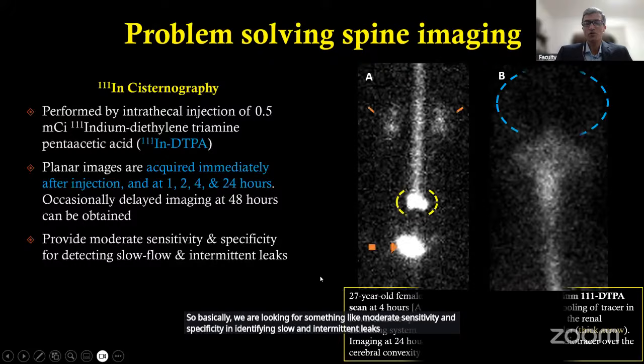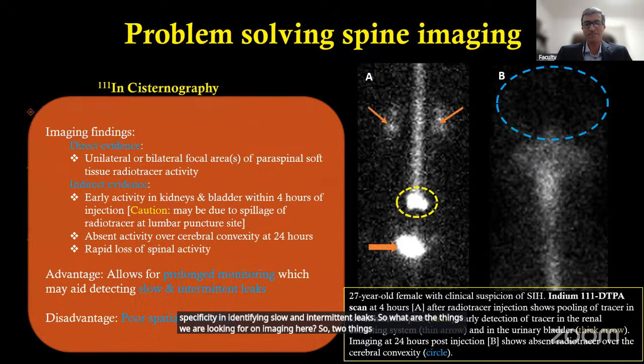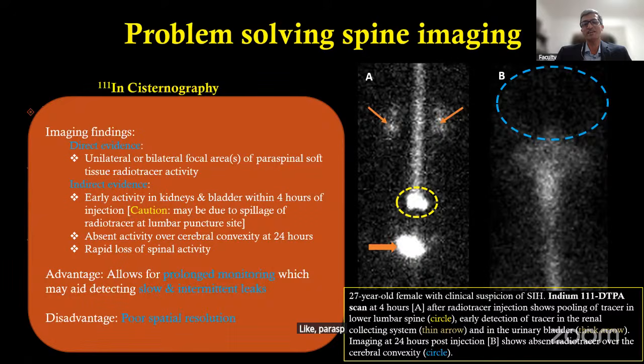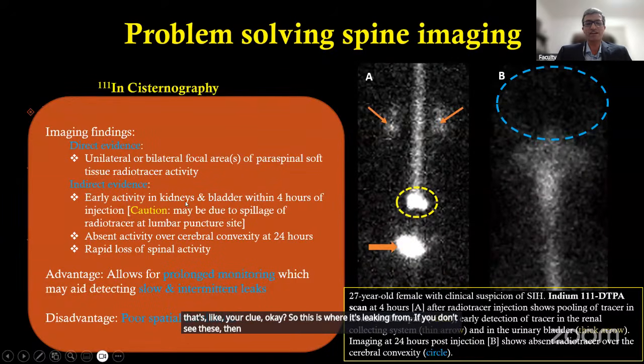So what are the things we are looking for on imaging here? Two things. One is direct evidence, another is indirect evidence. Direct evidence is where you have a leak, where paraspinal radiotracer is leaking and accumulating, right? That's your clue: this is where it's leaking from. If you don't see these, then we look for indirect evidence.